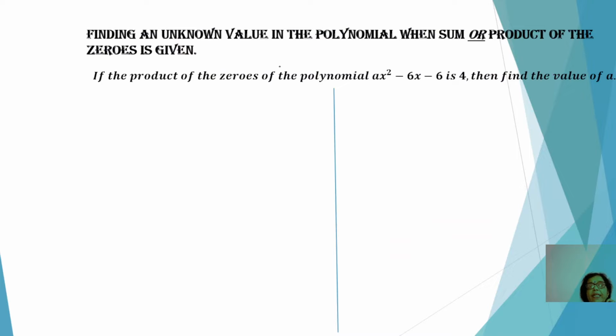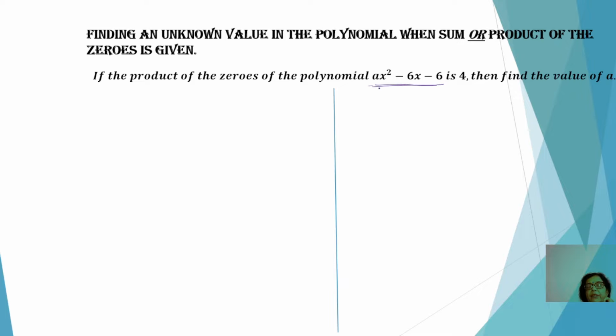Next is finding an unknown value in the polynomial when the sum or product of the zeros is given. Either the sum is given or the product of the zeros is given, either of them, and you need to find one unknown value. Now, in this particular question, we are not given the value of a, but the value of b, that is minus 6, and the value of c is minus 6.